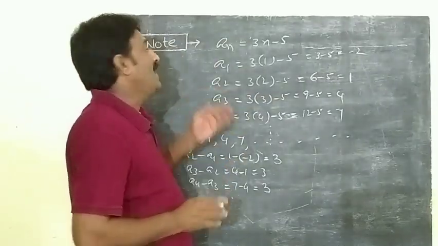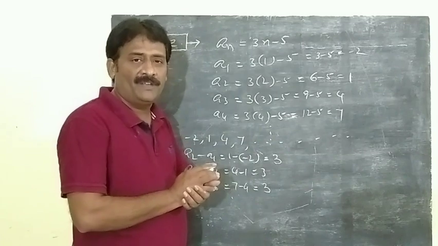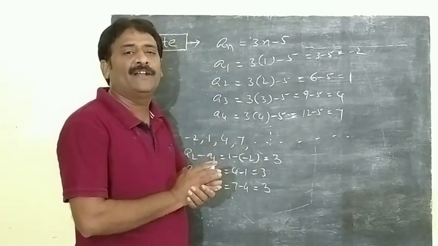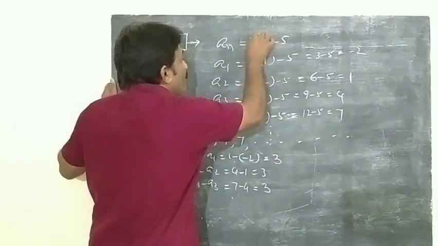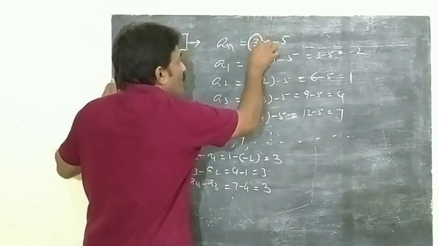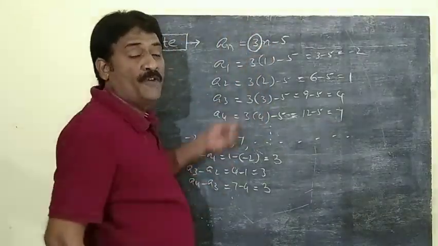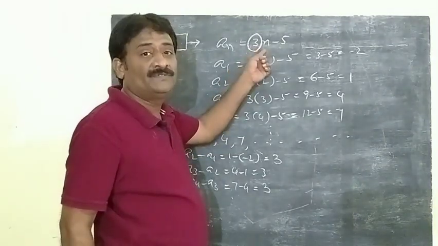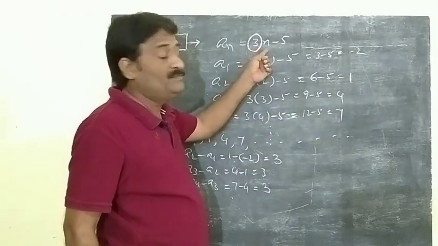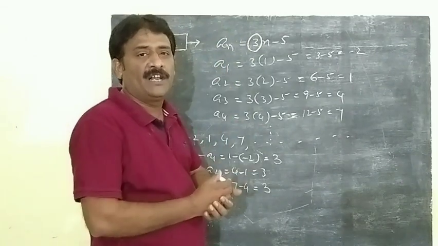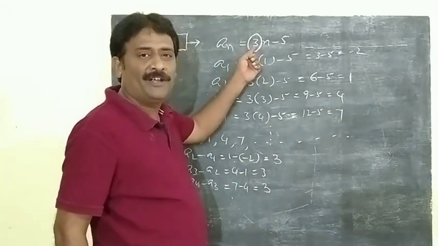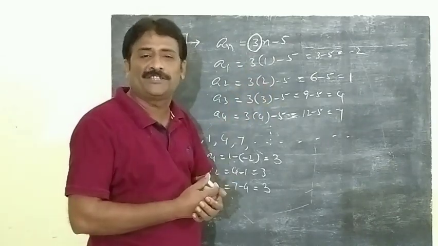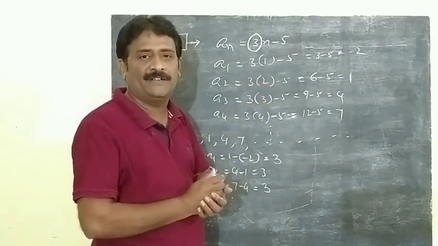Shortcut. When the nth term of the arithmetic progression is given, then the common difference is the coefficient of the first degree term of the given linear polynomial. What is the coefficient of n here? 3. So the common difference is 3. It is a very short shortcut method.